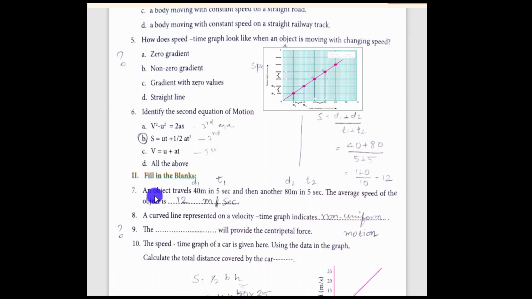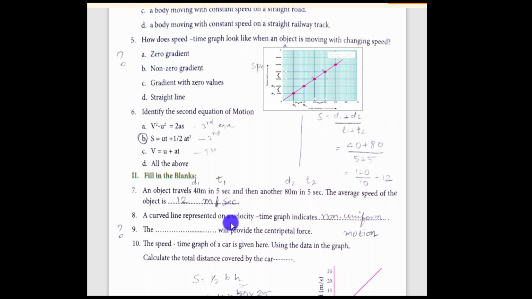So what is the first part? 40 meters. The second part is 80 meters. Then add these two, and for time, both are the same: 5 plus 5, that is 10. 120 by 10 is 12. The average speed of the object is 12 meters per second.